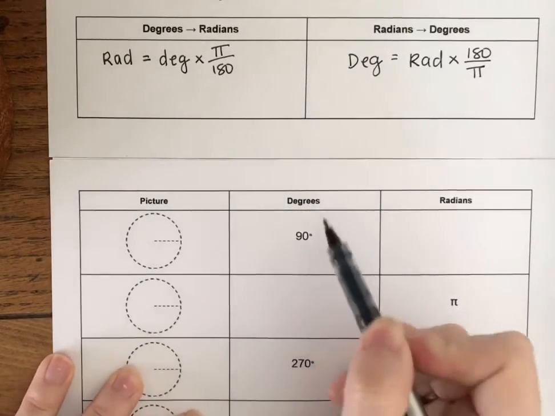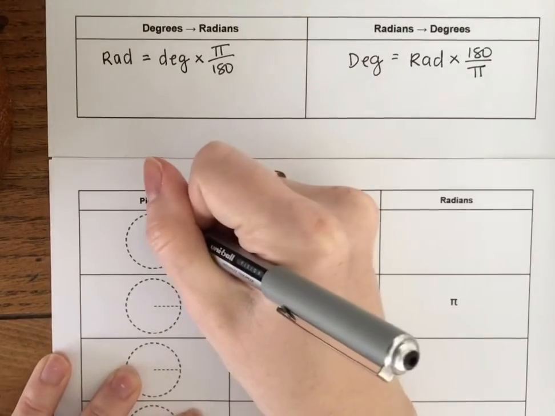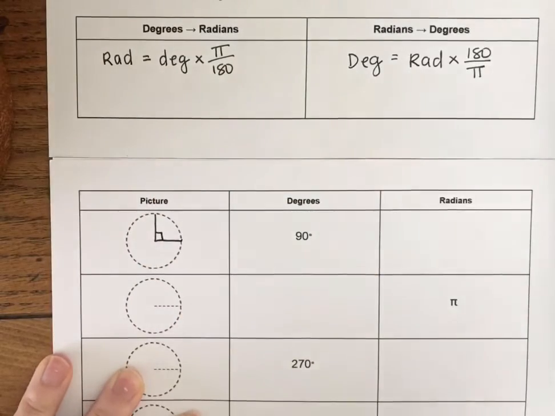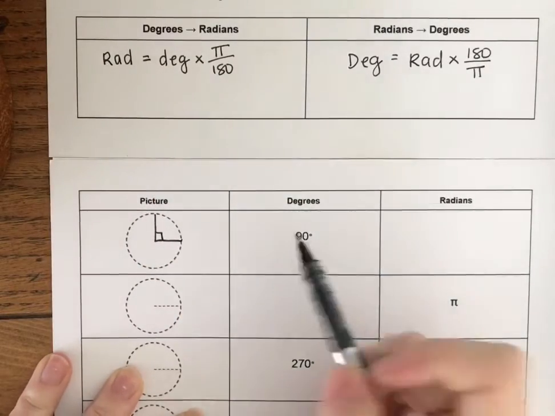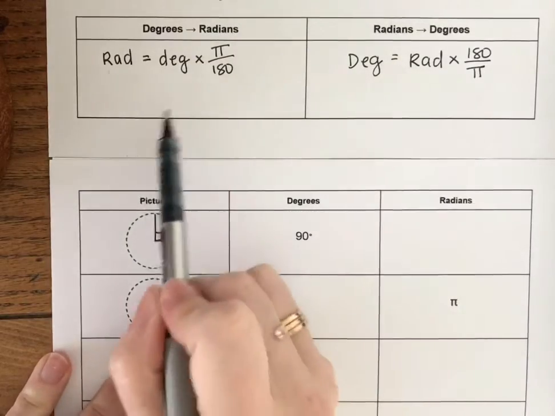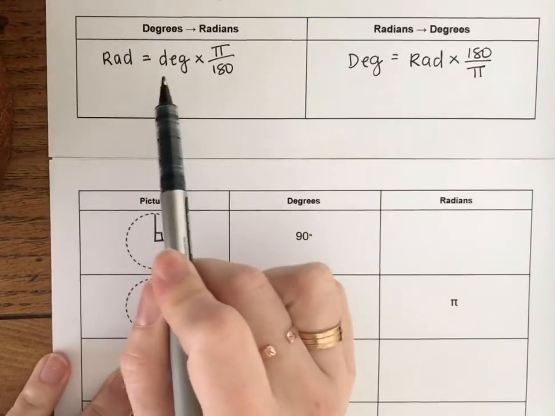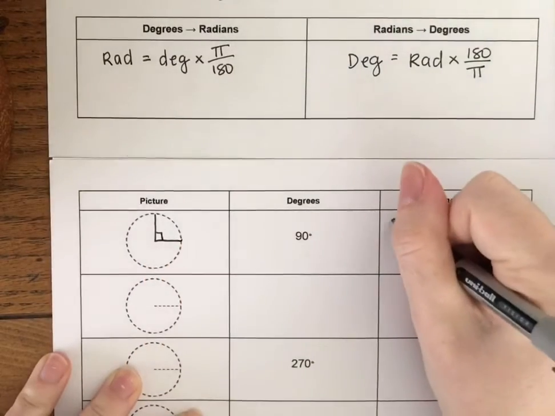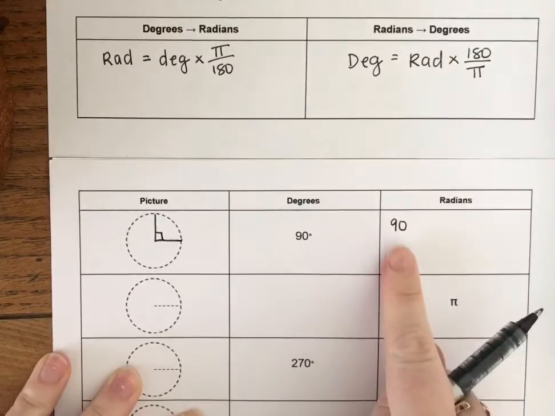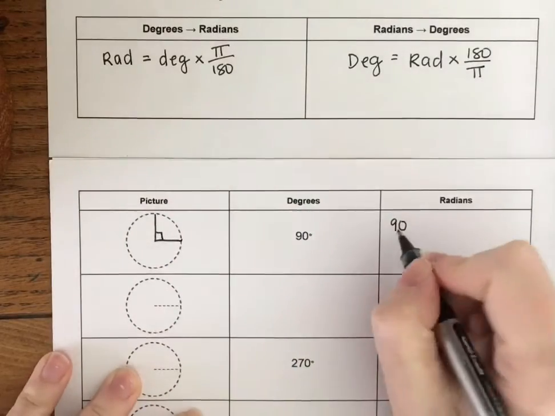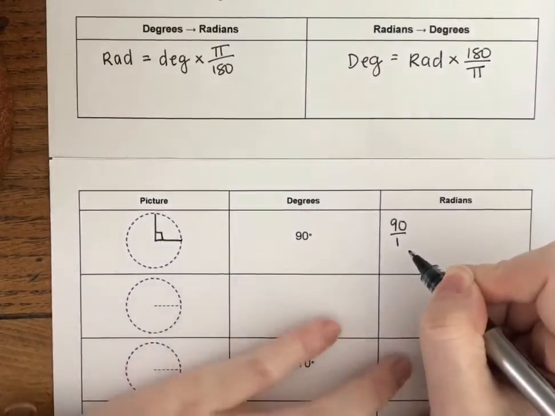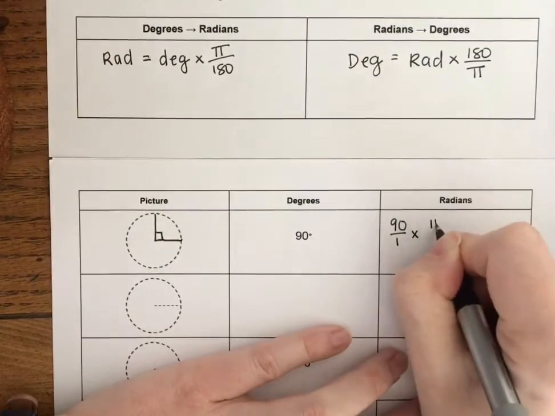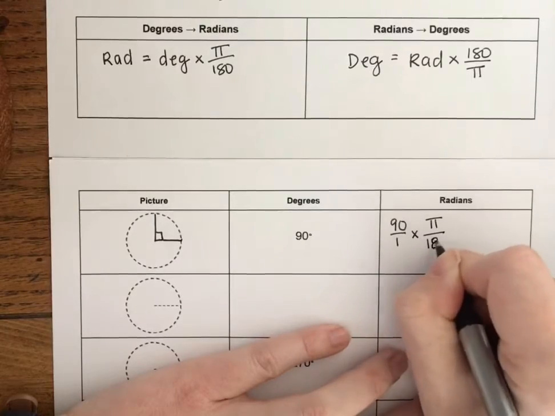So let's say that I am given 90 degrees. My picture of that would be a quarter of the way around my circle. I'm going to use the box because it's a right angle. So I'm converting to radians, so I'm going to use this equation right here. I'm going to take my degrees and multiply it times pi over 180. So I have 90. Now, I'm about to multiply this by a fraction, so I'm going to write this as a fraction as well: 90 over 1 times pi over 180.